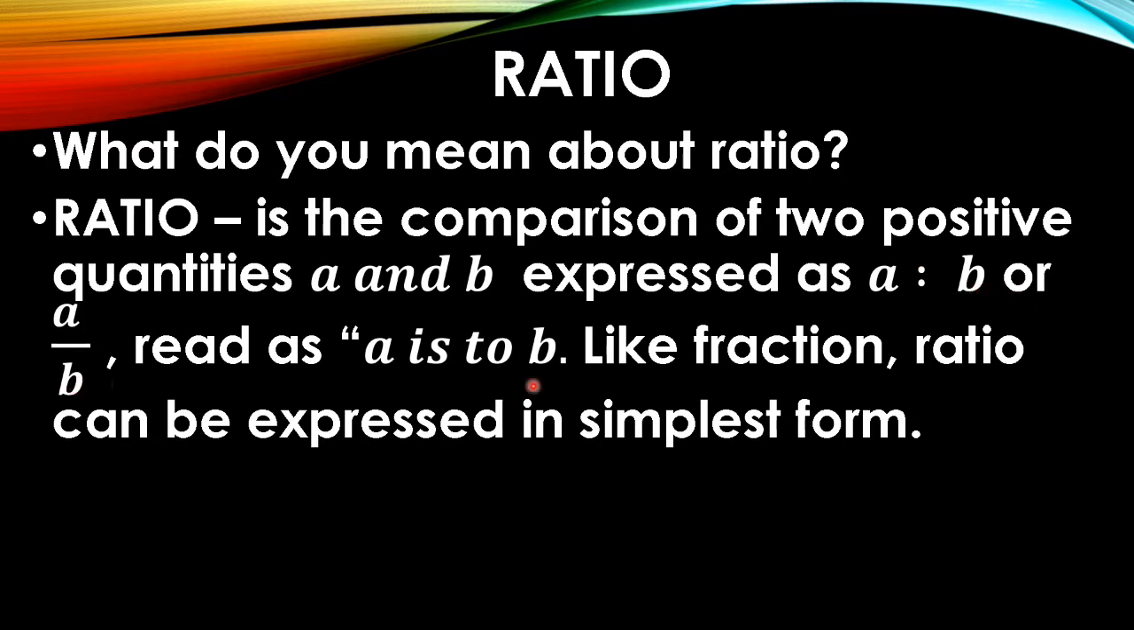So, yung ratio, pwede natin siyang isulat horizontally, ganito. Kapag horizontal, ang ginagamit natin ay colon symbol. Then, kapag vertical, ang ginagamit natin ay parang fraction. Okay, kapares na siya ng fraction. Binabasa natin yan as A is to B. So, kapag ratio pinag-usapan natin, hindi siya A over B, A is to B ang basa.